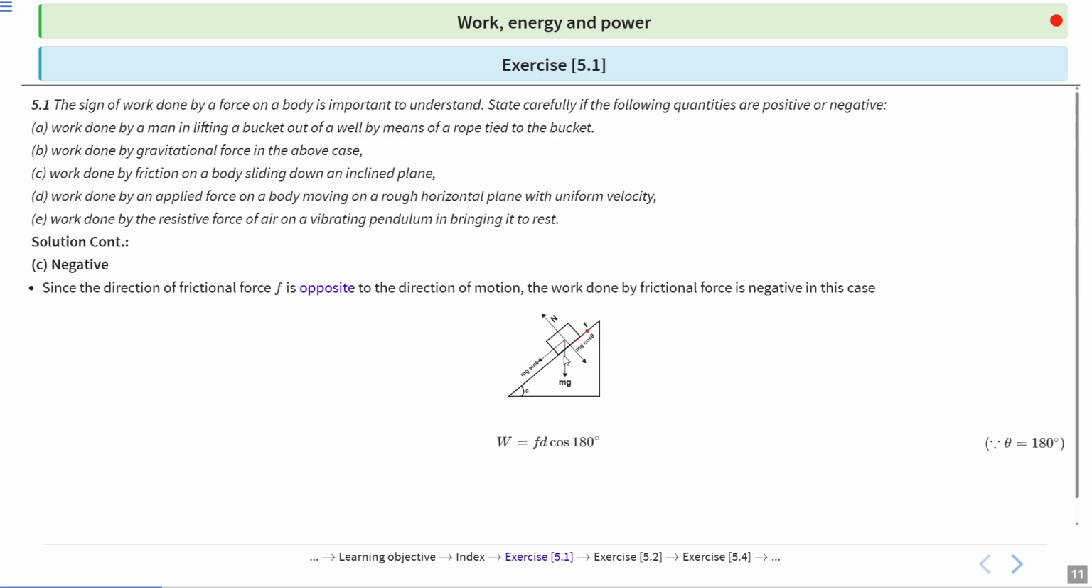So W = FD cos 180 degrees, because here theta is 180 degrees: the angle between the frictional force and the sliding, or we can say displacement, both are anti-parallel. So here W is equal to minus FD, which is less than 0. So we can say the answer is negative. Clear?